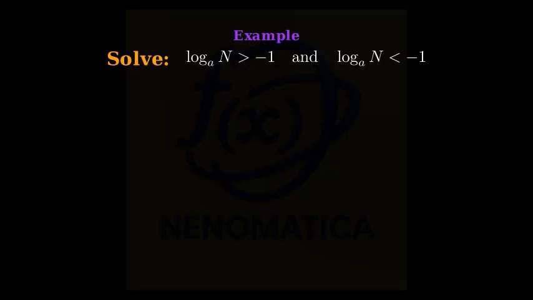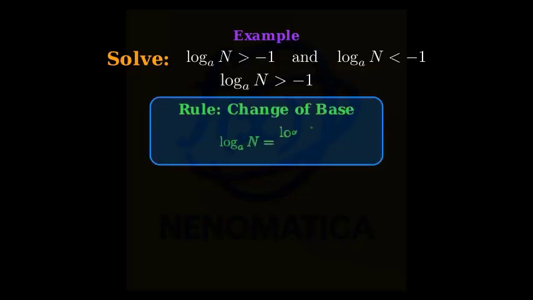First, the example label. Then, the two target inequalities we will solve step by step. Part 1. Start with the inequality log base a of n is greater than -1. Step 1. Apply the change of base formula. Then write the inequality using common logarithms and explicitly note that log a is less than 0.